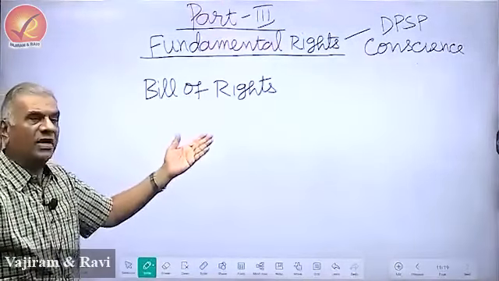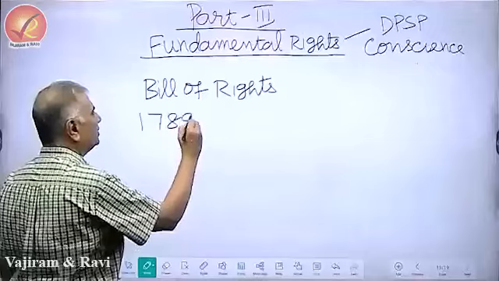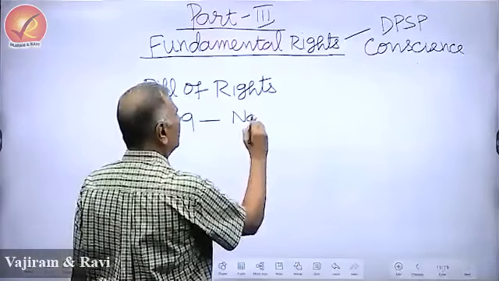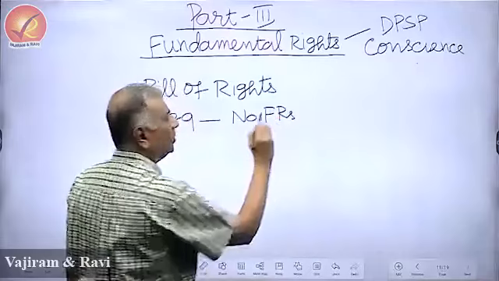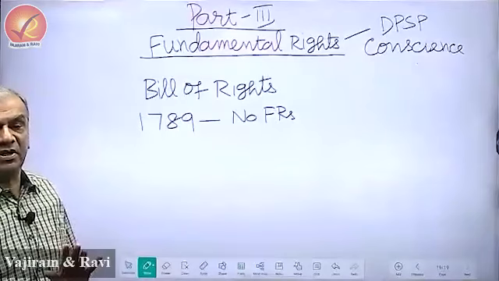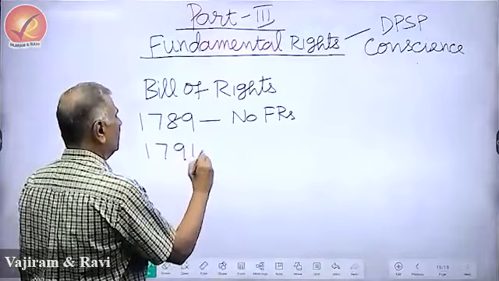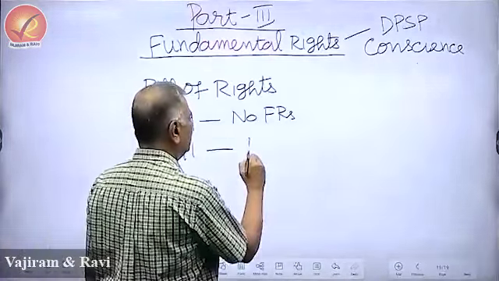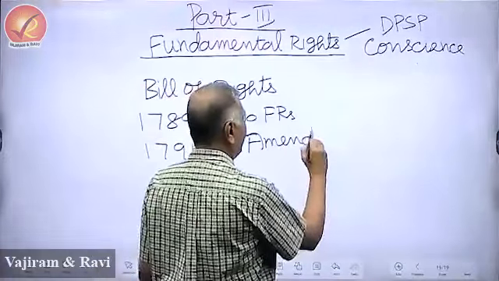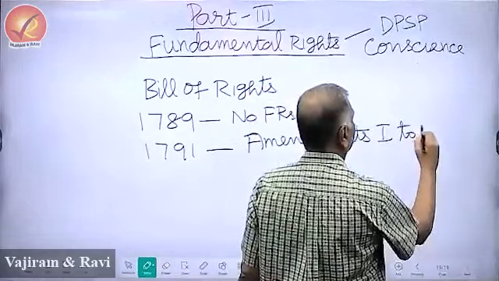Why is it called Bill of Rights? Why not the US Constitution? It is because when the US Constitution was made in 1789, it included no fundamental rights in favor of the individuals. The original US Constitution did not include a set of fundamental rights in favor of the individuals. But in 1791, the US Congress passed 10 amendments, the constitutional amendments. Amendments 1 to 10.